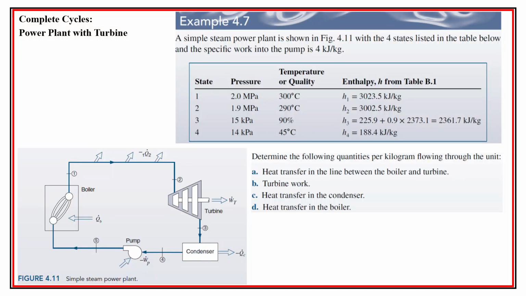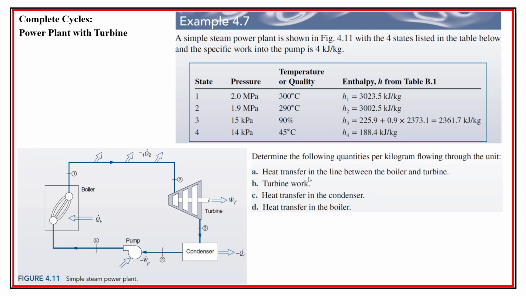Another example for class 15, we're going to do a complete cycle here of a power plant with a turbine. I should point out this is a very important cycle and generally a little bit more complicated than this. We're going to do it on a per mass basis. They've given us some information here. I'm going to treat it maybe a little bit differently, but here are the things that we're looking for.